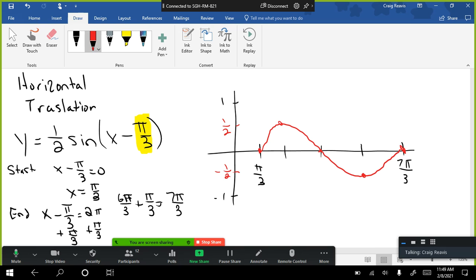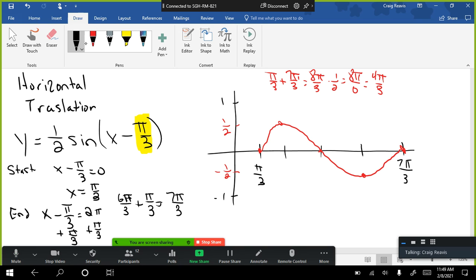Now, let's label these points. Remember how we do that? To find the center point, you average the first and the last. So pi over 3 plus 7 pi over 3 equals 8 pi over 3. And then we divide by 2 to find the average, or multiply by 1/2, which is 8 pi over 6, which is 4 pi over 3.